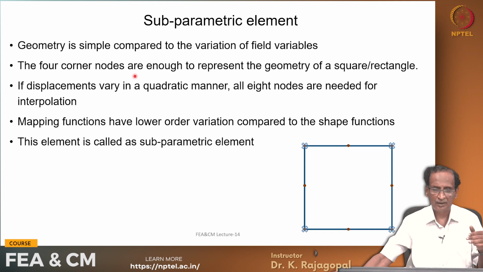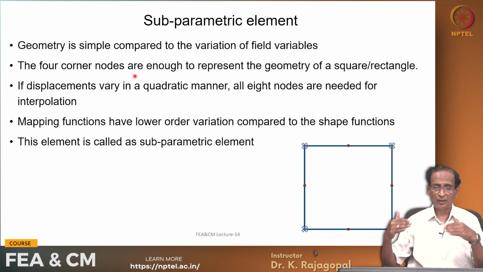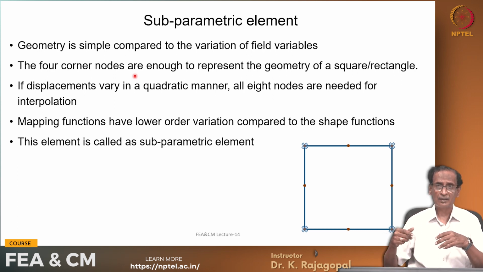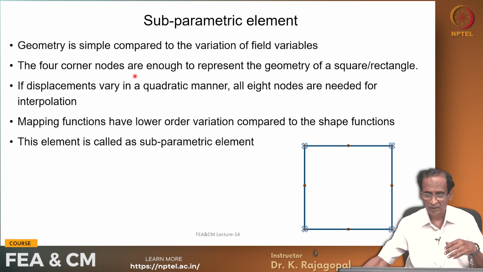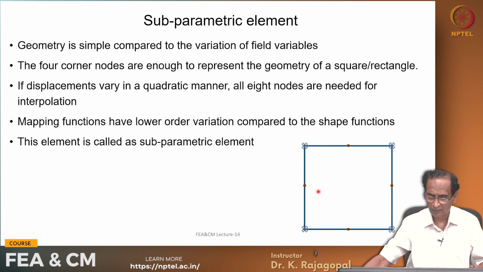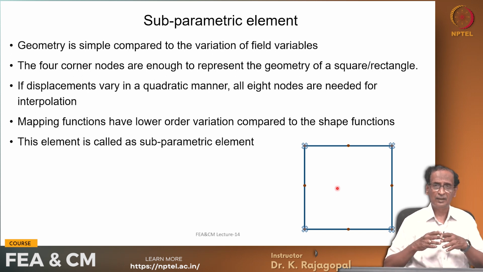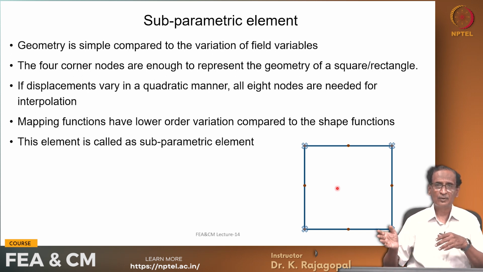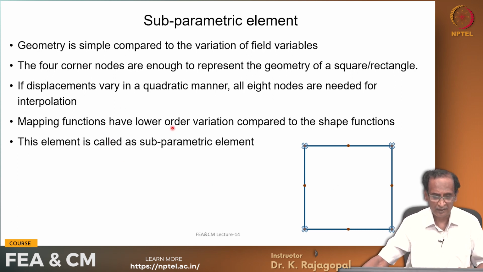So we can use mapping functions of a lower order, but let us say our displacements vary in a quadratic manner, then we need more points for describing the variation of the displacements. So we may use in this element all 8 nodes for describing the variation of displacements, whereas we use only 4 nodes for describing the geometry. And so the mapping functions have a lower order variation compared to the shape functions, and so this element is called a subparametric element.